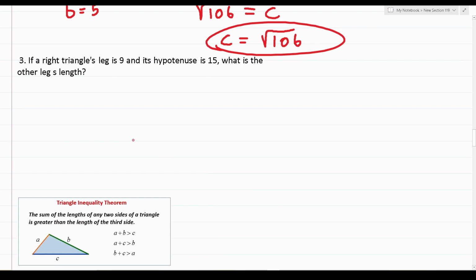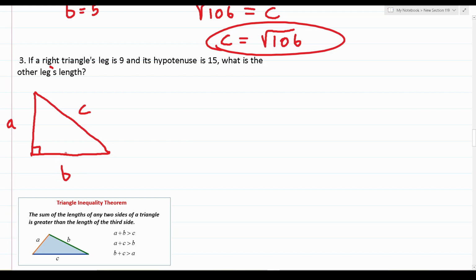Let's take a look at a third example here. It says if a right triangle's leg is 9 and its hypotenuse is 15, what is the other leg's length? And there was an apostrophe there. So let's go ahead and quickly sketch a right triangle here. And there's our right triangle indicator, which means that this side is going to be our hypotenuse, and we know that's going to be C. And that means that this is going to be A, and this could be B.